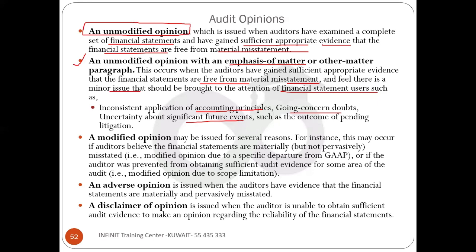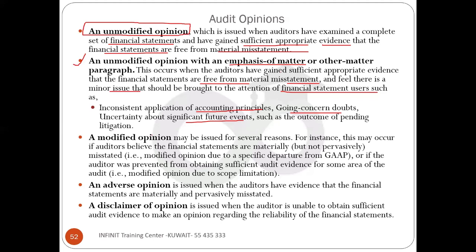For example, there is a legal case going on, and in the financial statement it is mentioned that we are going to lose the case. In such cases, you can report the expenses. But if the auditors feel that maybe that is not true, maybe they may win the case also, there is a chance. So in that case, they have to issue an unmodified opinion with emphasis of matter.